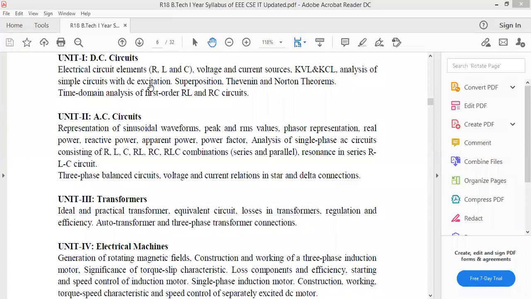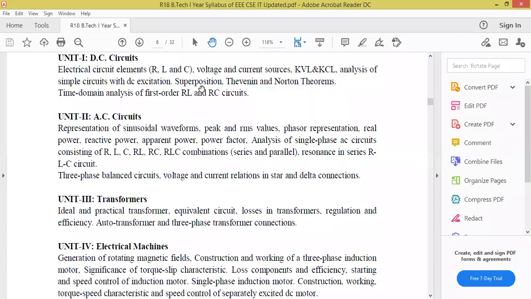Now you see, analysis of simple circuits with DC excitation. Excitation means battery. That means circuits we have done. Analysis means solving the circuits. Analysis means it is not any theory question. It is the problems. We have done the problems on mesh analysis, nodal analysis, and next theorems. Okay, next topic, what is there, all of you?